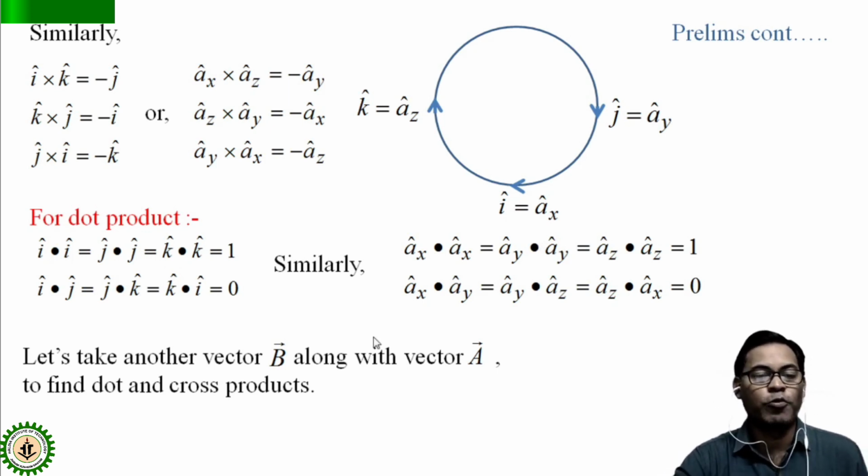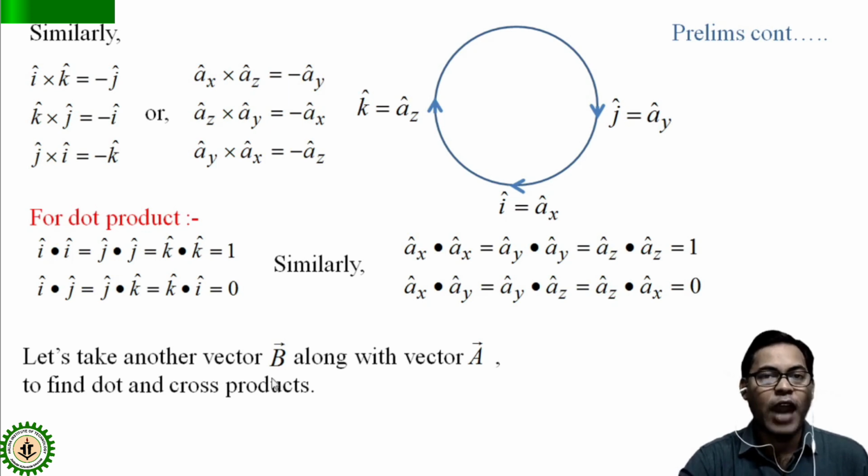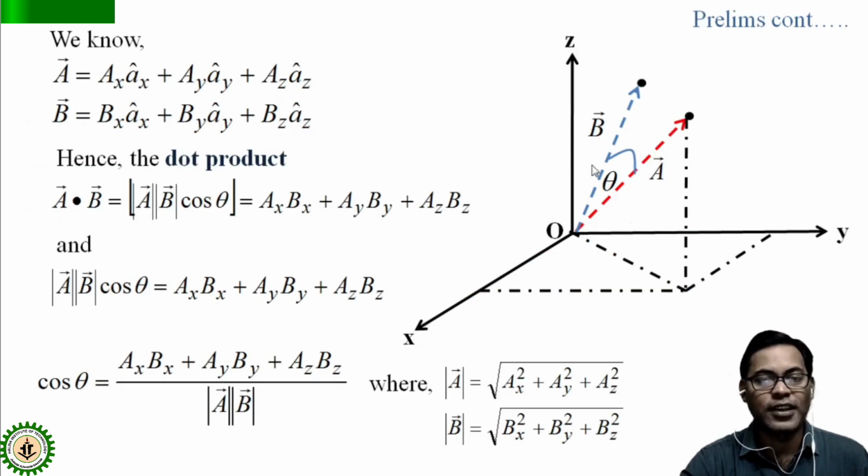Now along with vector A, we have considered another vector B, and we want to find the cross product and the dot product of these two vectors. So here is the diagram. You can see that vector A is represented by a dotted red line, and vector B is represented by a sky-colored line, and the angle between these two vectors is theta. Now vector A and vector B can be represented in general form: A equals Ax ax plus Ay ay plus Az az, and B equals Bx ax plus By ay plus Bz az.